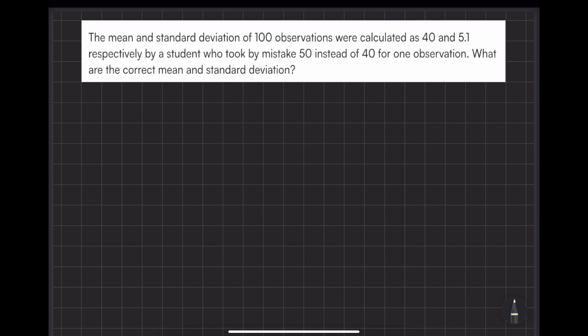So, we got a wholesome new problem which says the mean and the standard deviation of 100 observations were calculated as 40 and 5.1 respectively by a student who took, by mistake, 50 instead of 40 for one observation. Now look at this. The number of observations is 100. The wrong mean is 40.